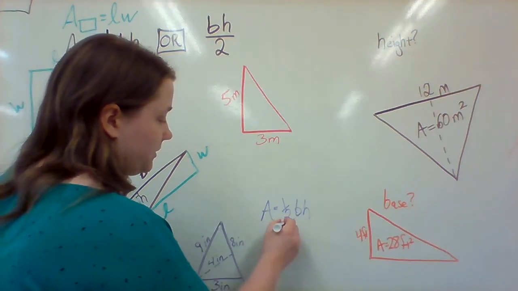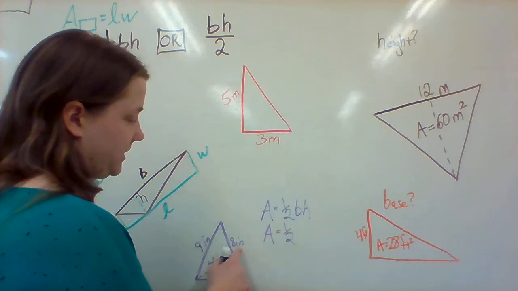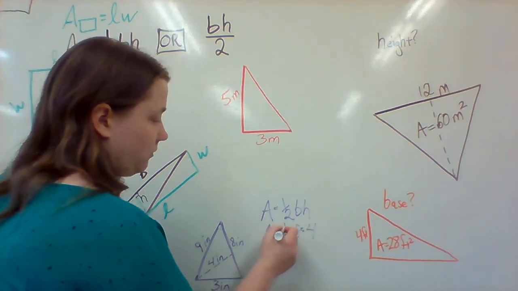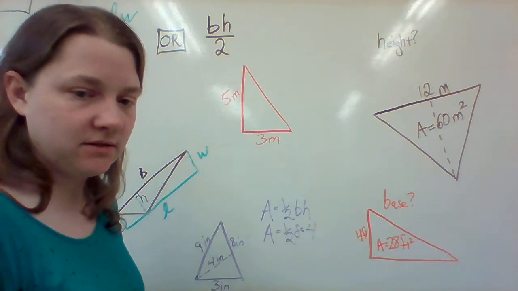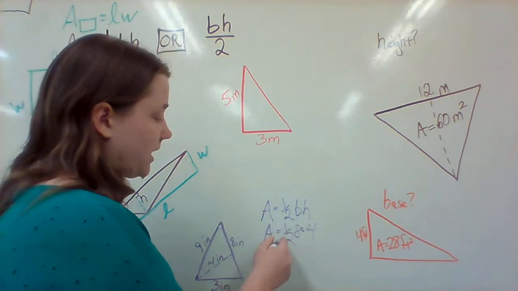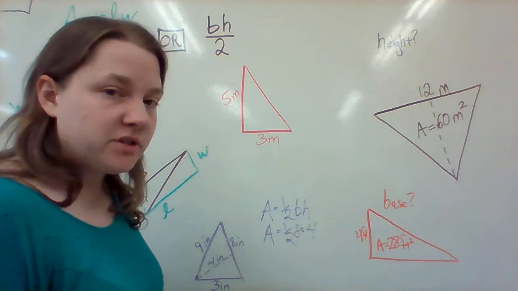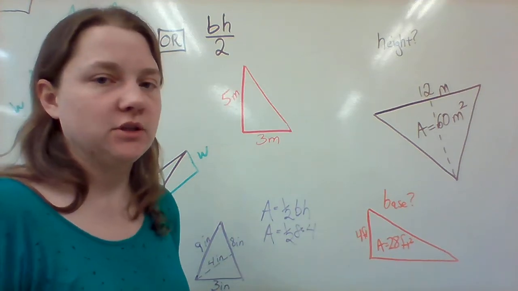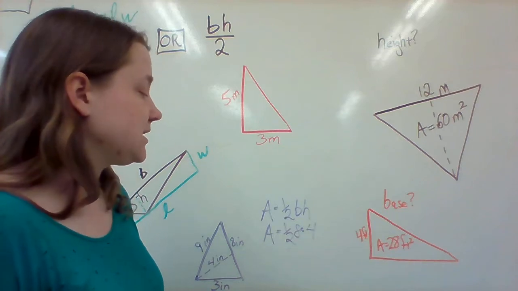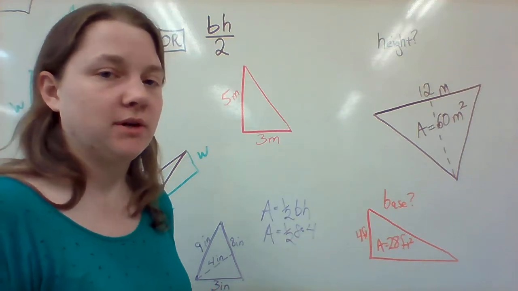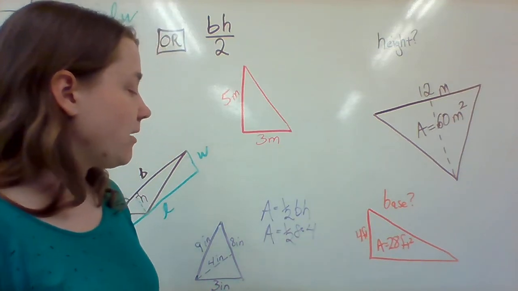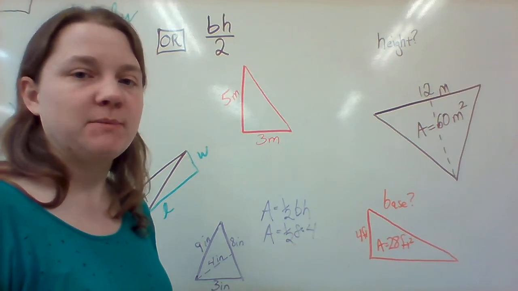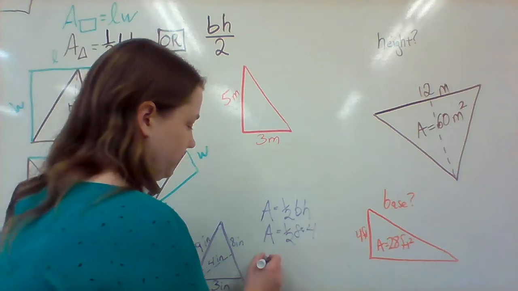So area equals 1/2, the base is 8, the height is 4. 1/2 times 8 times 4. So when I multiply these, I can choose to multiply these in any order I want because it's just multiplication. The commutative property says it doesn't matter what order you multiply in so long as you multiply everything. I'm going to choose to multiply half times 8 first, because I'd rather be multiplying smaller numbers together.